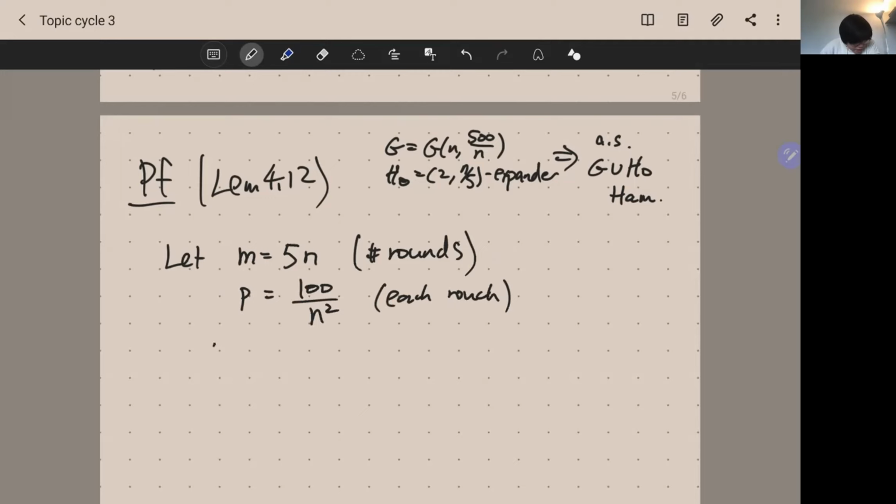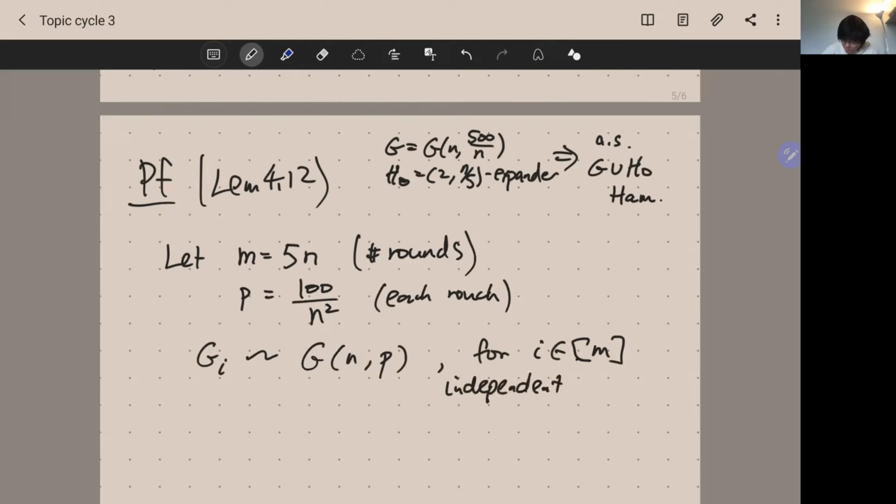So we're going to define Gi distributed as Gnp, where p is 100 over n squared, for each round. Every Gi is the sprinkle of the ith round, and these are independent of each other. Okay.